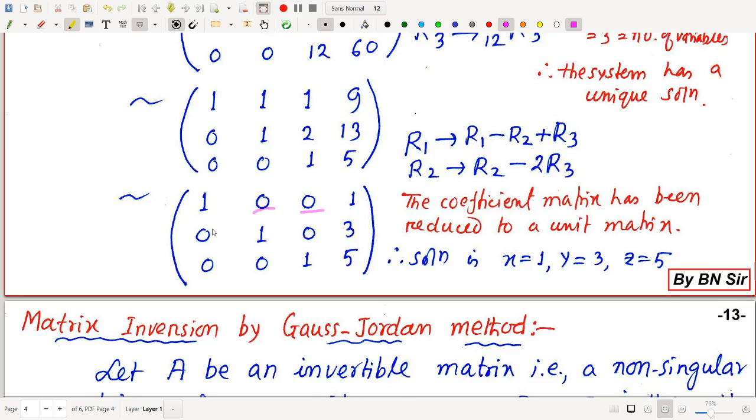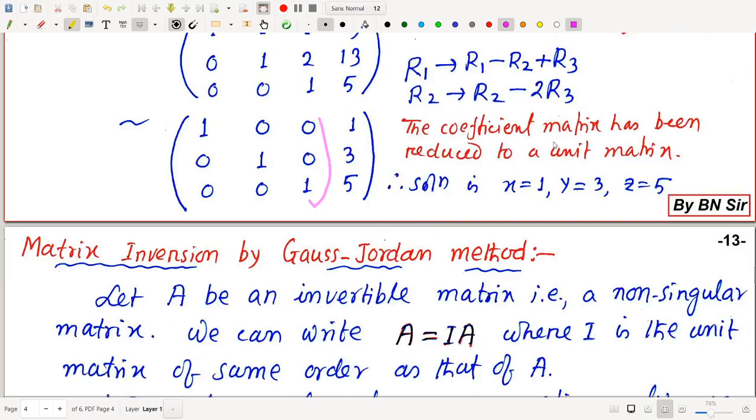Now this is in echelon form, and also this A part has become a unit matrix. The coefficient matrix has been reduced to a unit matrix. Therefore the solution is readily given: x equal to 1, y equal to 3, z equal to 5. How? If we write this system again, it will be 1x plus 0y plus 0z equal to 1, means x equal to 1. 0x plus 1y plus 0z equal to 3, means y equal to 3. 0x plus 0y plus 1z equal to 5, means z equal to 5.